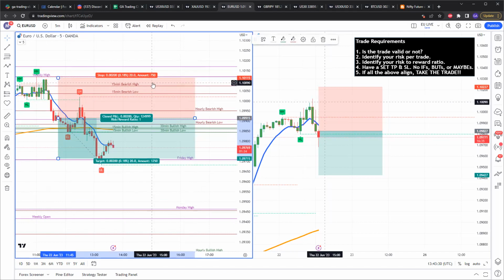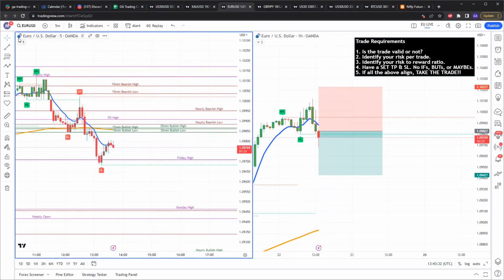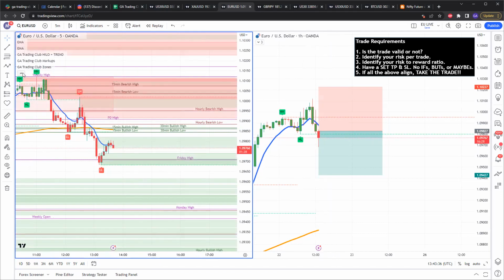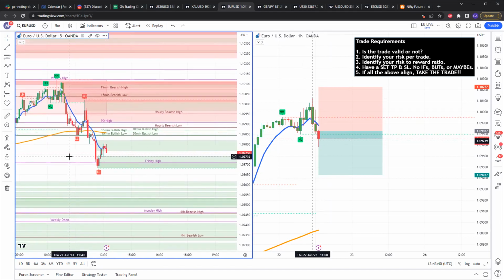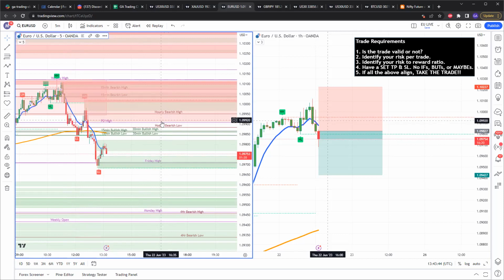So there are so many entries, and I haven't even turned on the zones indicator. If I turn on the zones indicator, guess what we have? We have sellers sitting here. So this is how you use the zones indicator together with the markups indicator. For me, I never use the zones indicator by itself.